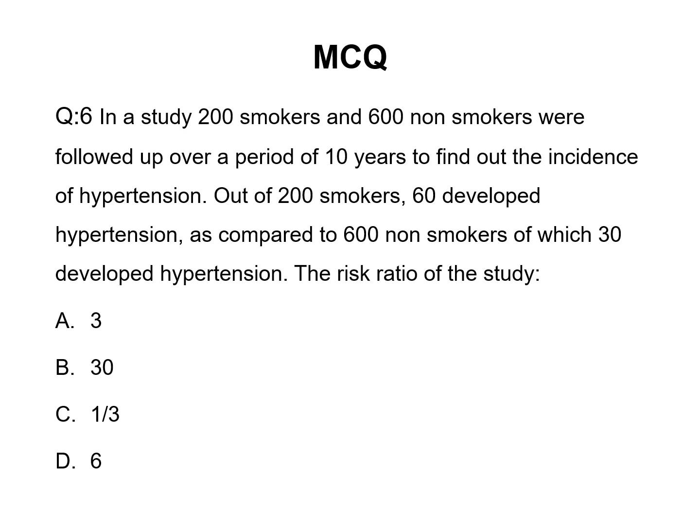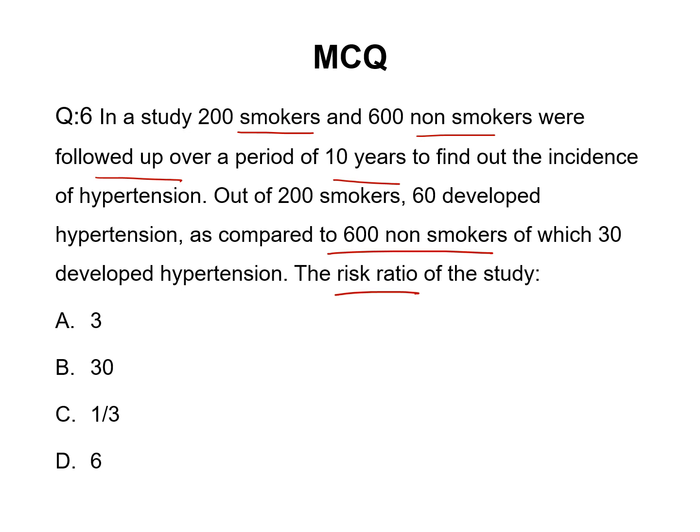So the question is: 200 smokers and 600 non-smokers were followed up for a period of 10 years to find out the incidence of hypertension. Out of 200 smokers, 60 developed hypertension compared to 600 non-smokers, of which 30 developed hypertension. Calculate the risk ratio of the study.